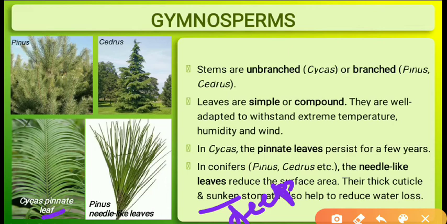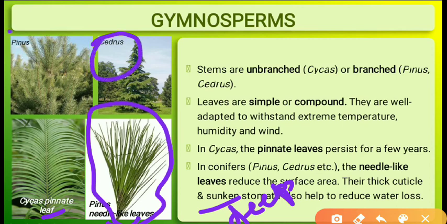Cycas has pinnate leaves, while these are needle-like leaves, which reduce the loss of water. This is Cedrus, this is Pinus plant. Pinus is branched and Cycas is unbranched.